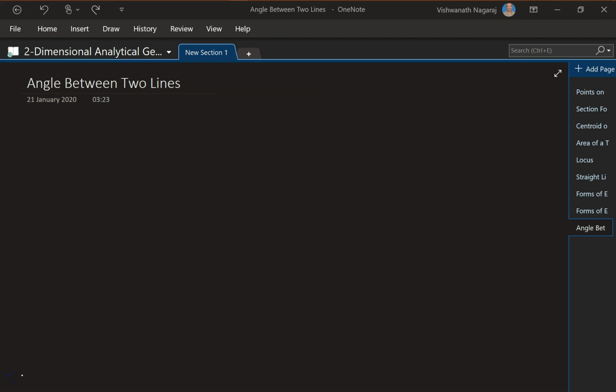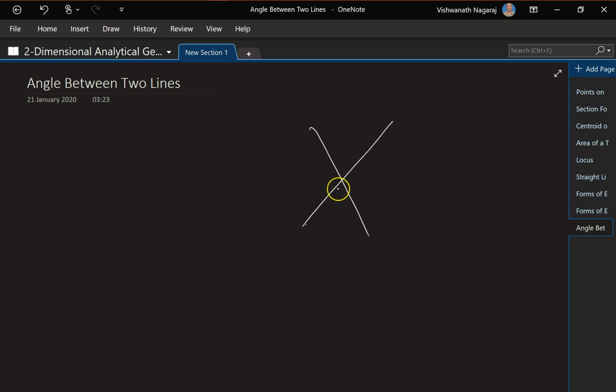Angle between two lines. Whenever we have two intersecting lines, you will end up with two angles. One would be an acute angle and the other would be an obtuse angle. Let's say this is L1, L2. If we use a coordinate system, then you will have an angle being formed by these two lines with respect to the x-axis. So let us say this is theta 1, this is theta 2, and this is theta.